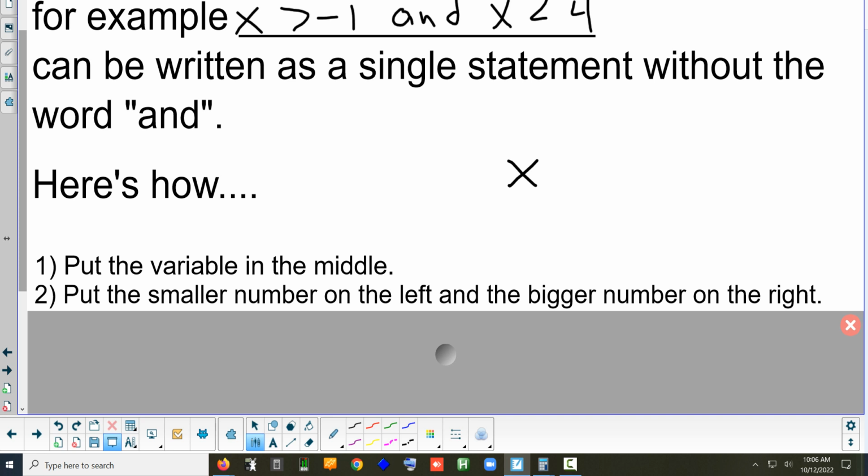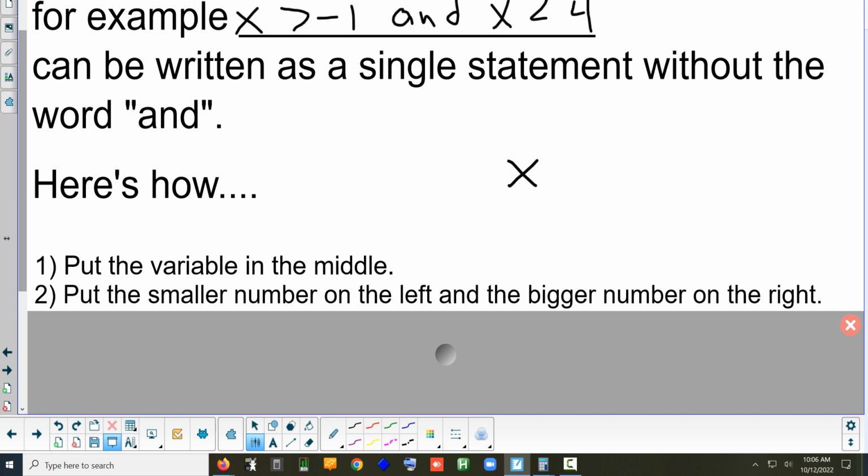Step 2, you're going to look at both of your numbers, -1 and 4 in this case. Put the smaller number on the left and put the bigger number on the right. When I say on the left and on the right, I mean to the left and to the right of the X. So step 2, put the smaller number on the left, put the bigger number on the right.